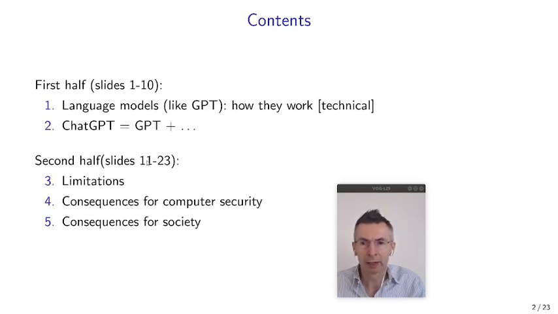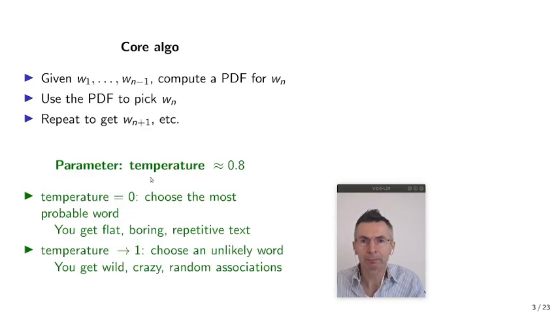The non-technical part begins on slide 11. And down here, as you can see, there's a slide counter. So we're on 2 out of 23 here. So you can just skip ahead in the video until it says 11 out of 23, and then you'll get the non-technical part. And in that part, I'll talk about the limitations, the consequences for computer security, and then also the consequences for society as I see them.